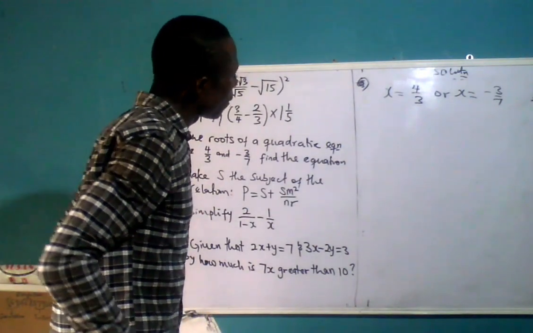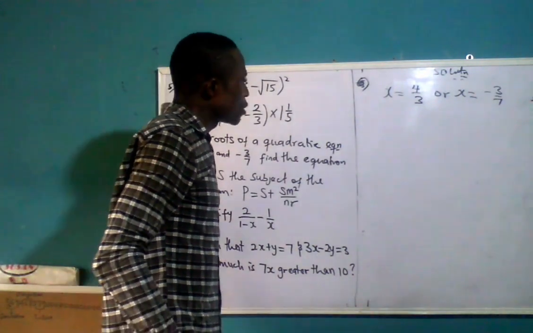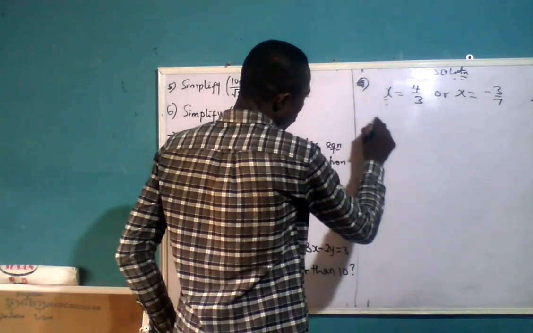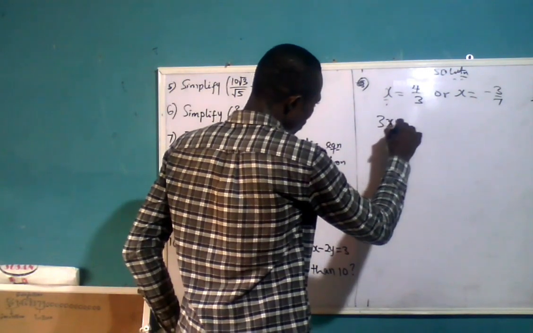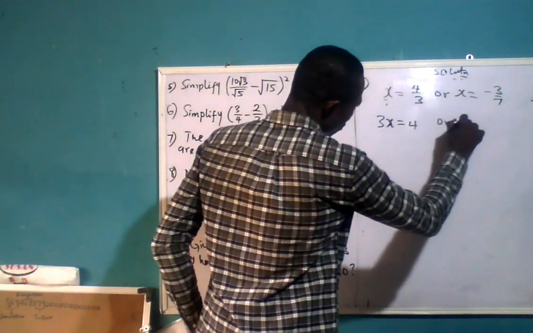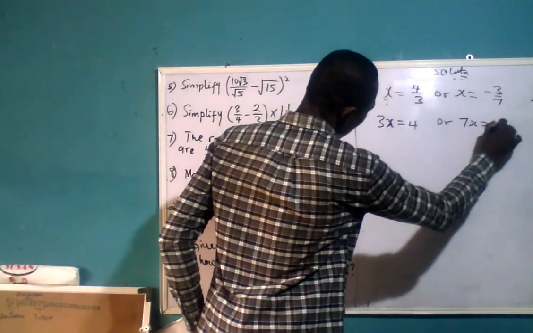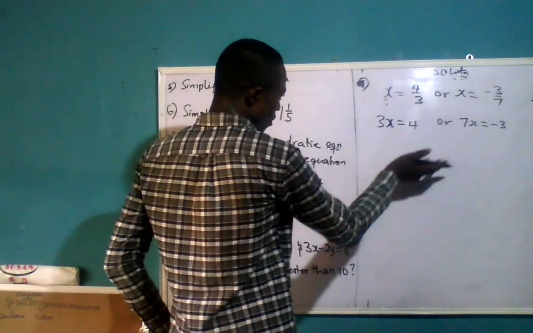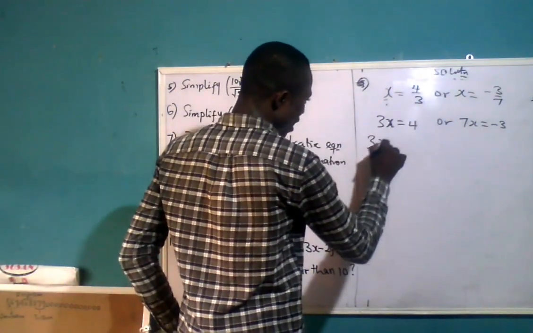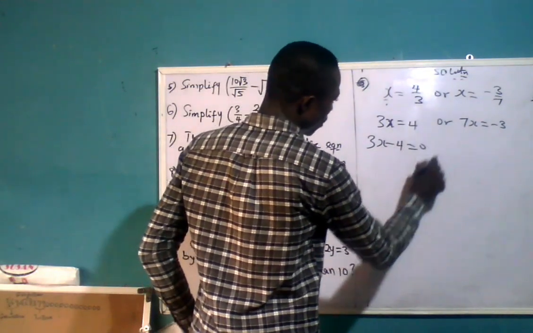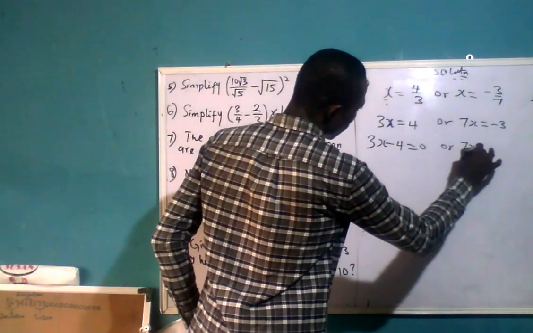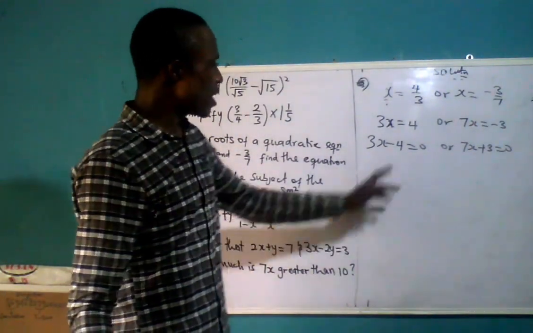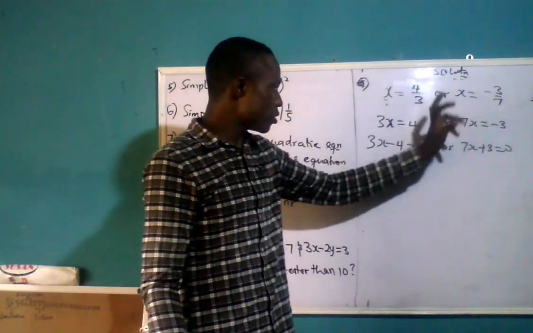Okay? Now, let's cross multiply so that we deal with the fraction. If you cross multiply, this will give you 3x equal to 4, while this will give you 7x equal to negative 3. And let's equate the whole thing to 0. So bring the value to this side. So you have 3x minus 4 equal to 0, or 7x plus 3 equal to 0. Look at it very well. I've not changed anything other than bringing this value to this side, this value to this side.